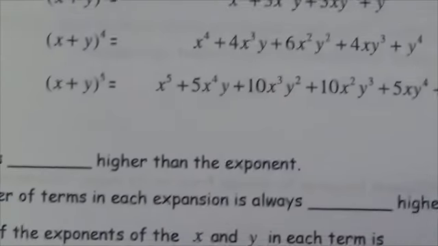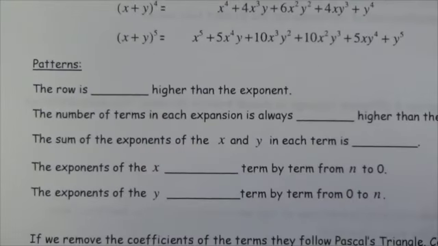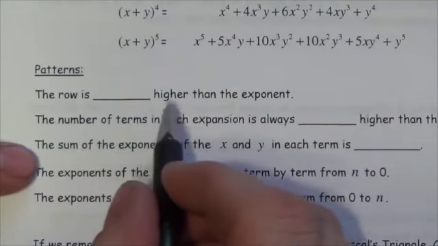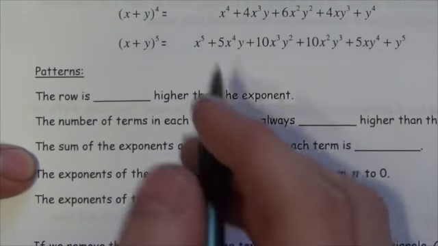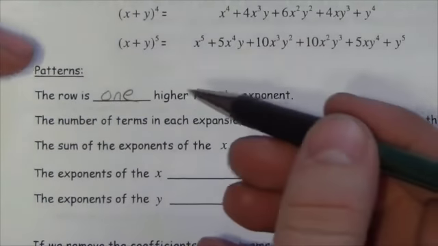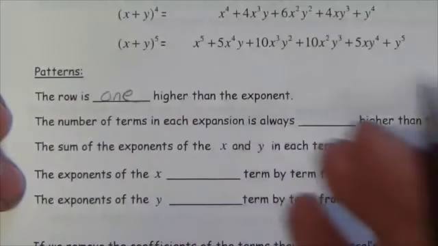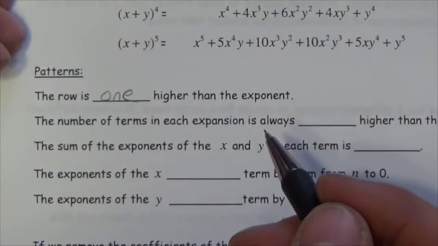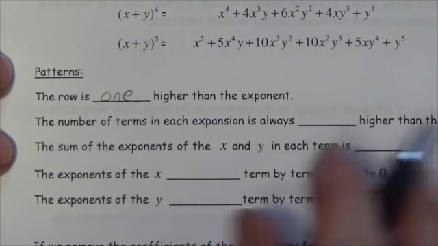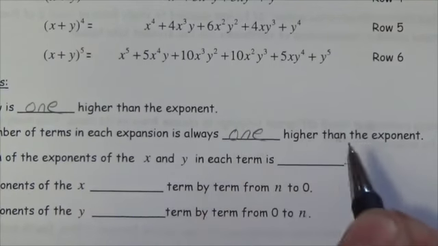So let's take a quick look at this little part where we're going to fill in the blank. The row is blank higher than the exponent. Well, we just saw that. The row is 1 higher than the exponent. Whatever the exponent is, the row in the triangle is always going to be 1 higher than that because of the way we count. We start counting at 1, but the exponent starts at 0. The number of terms in the expansion is always, now this is interesting, we didn't actually look at this, but it makes sense, 1 higher than the exponent.